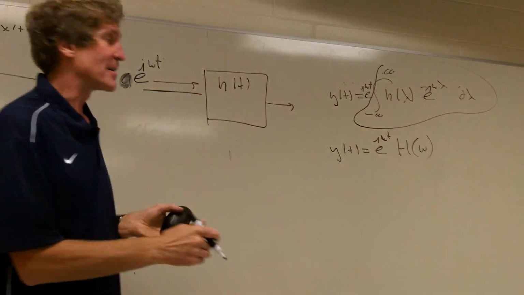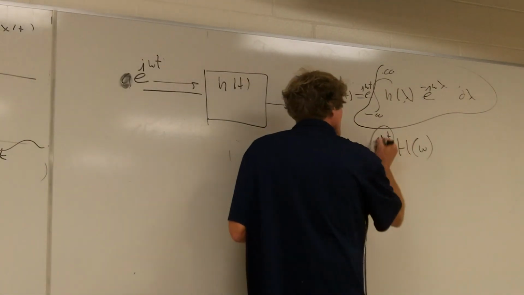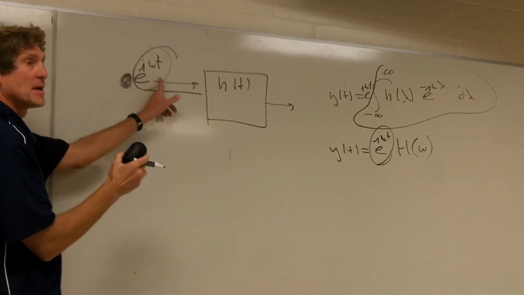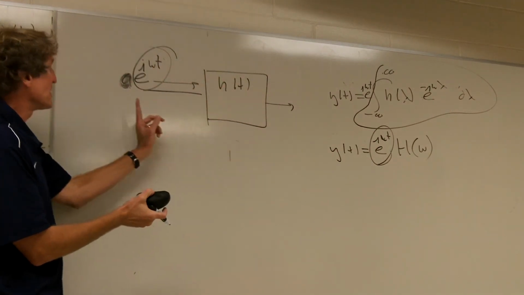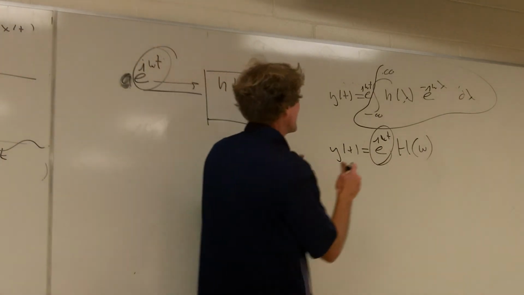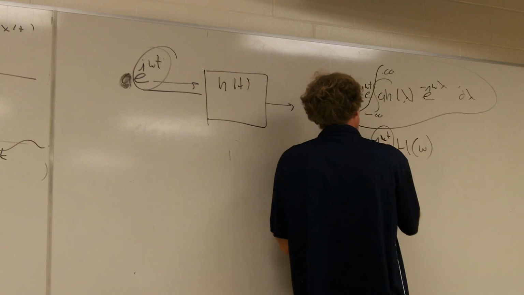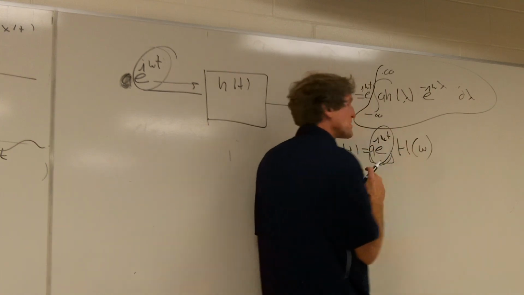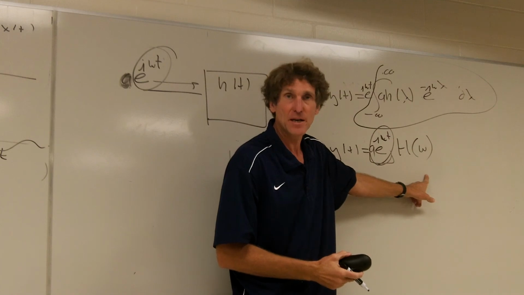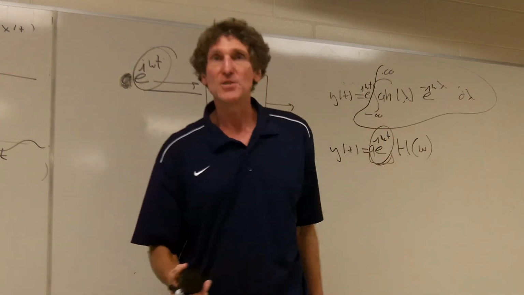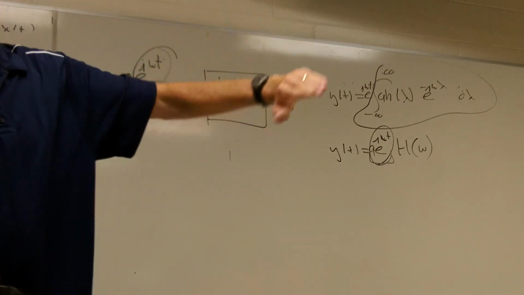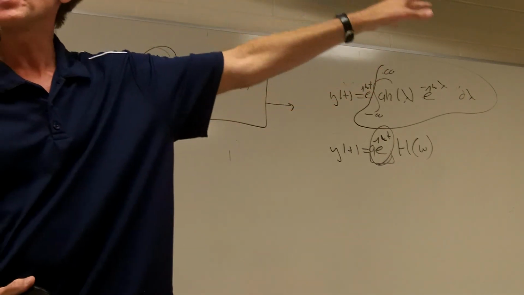Now, here's the big deal. Do you see this e to the j omega t? It appears here, and it appears out there. The a here, actually, I should have put an a in here. I'm sorry. It would appear here as well. It's just the input times h of omega, evaluated at omega. It's called an eigenfunction. It's a unique, singular function. The actual time domain form of that function appears in the output.